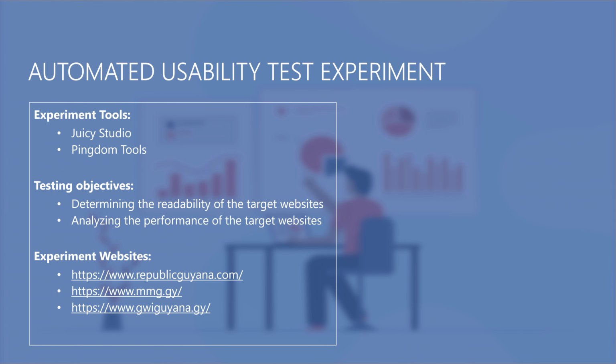At this point of the presentation, we will look at the experiment that was performed on the following websites: the Republic Bank of Guyana, MMG Guyana, and GWI Guyana. Within this experiment, the main objectives are to test for the readability and performance levels of the specified websites. Assisting with this process will be the aforementioned automated usability testing tools, which will compile and display the results for the experiment in a legible manner for us to analyze and make observations.